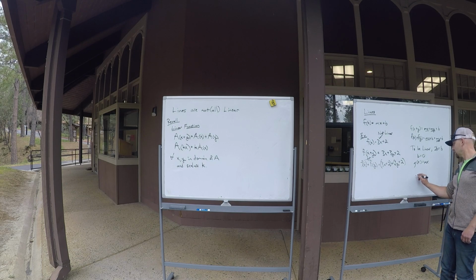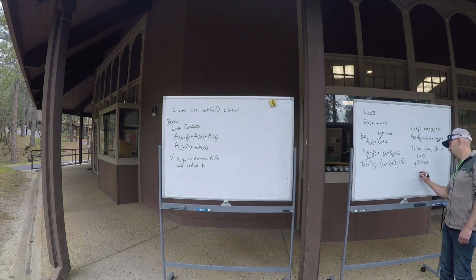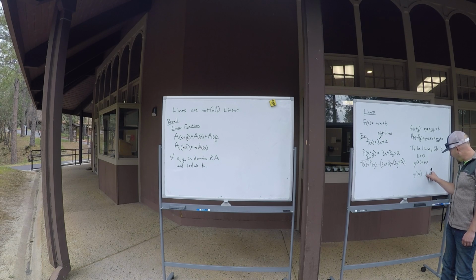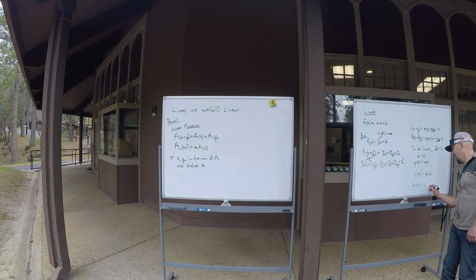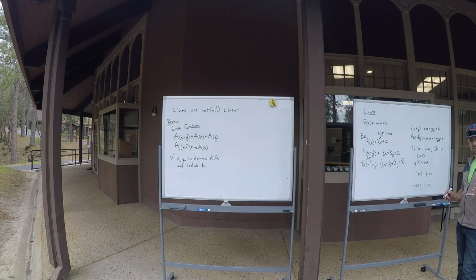So let's do g of kx. That's m times kx. And if I do k times g of x, that's k times mx. Check.